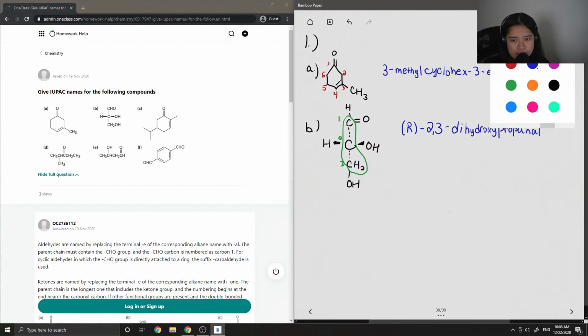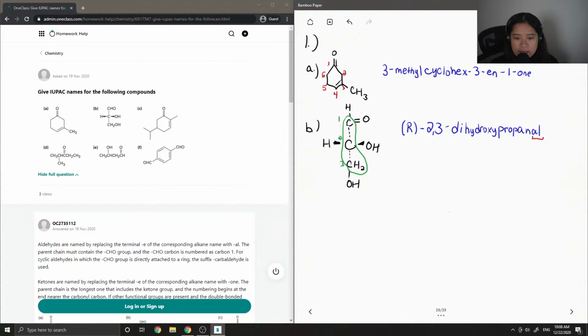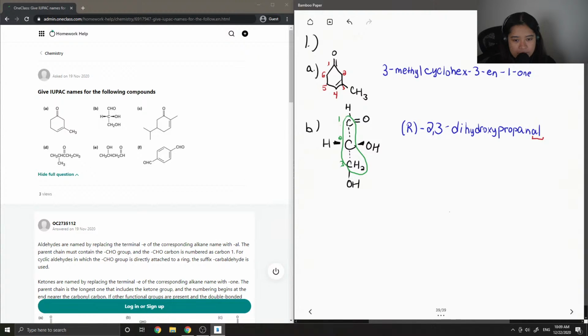Okay, so this compound ends in al. So this tells us that there's an aldehyde group. And notice that we don't have to say 1-al. It is just assumed that carbon 1 is the one that has the aldehyde. Okay, so this compound is R-2,3-dihydroxypropanal. And now let's just do the last one. We'll just end it at part C.